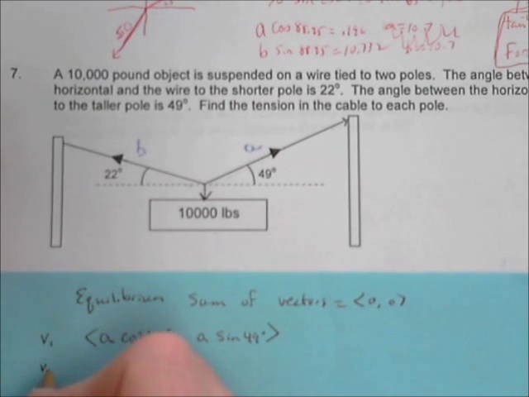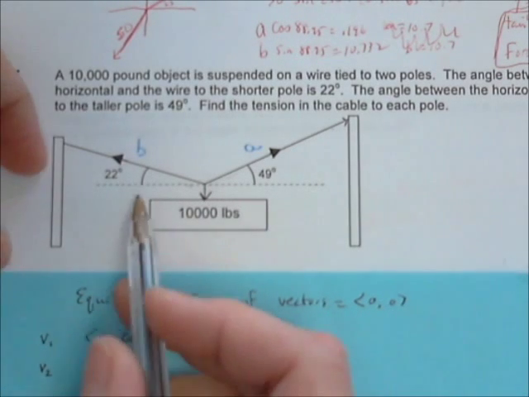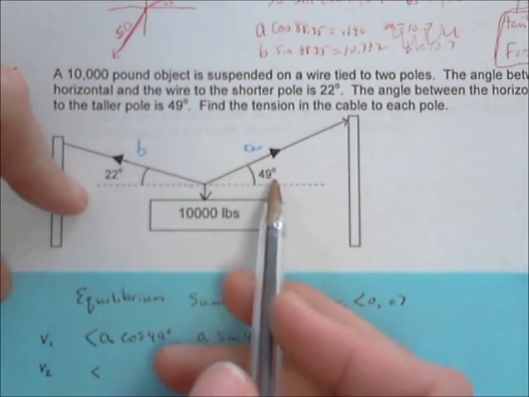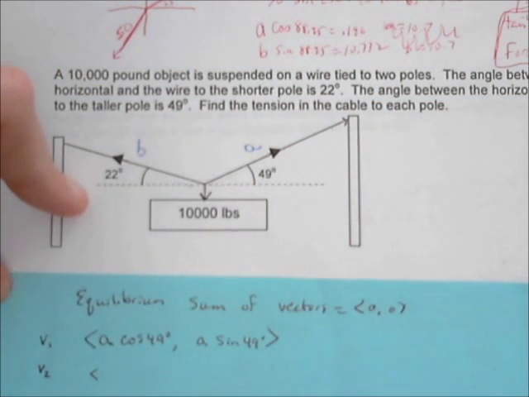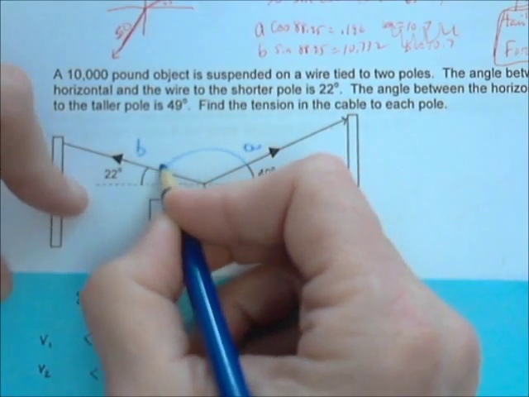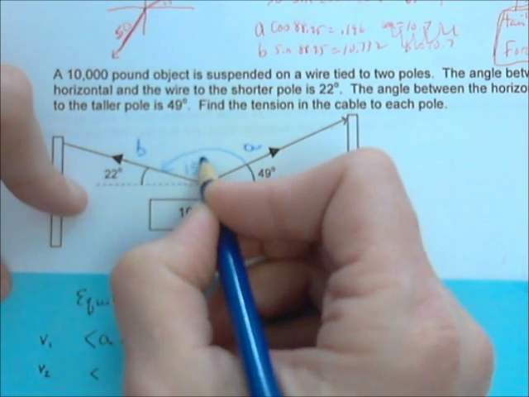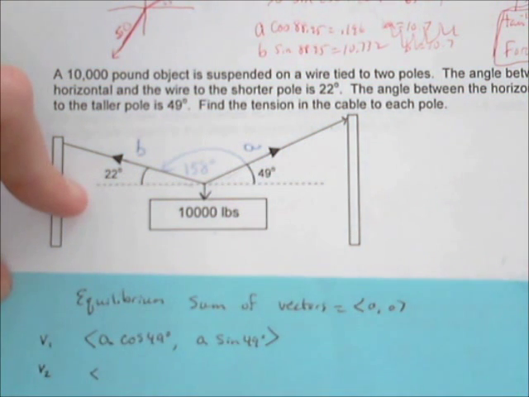We have cable 2. And this angle being 22 degrees over here, if you actually draw this in standard position, this is a 158-degree angle. So this vector in component form is B times a cosine of 158, B times a sine of 158.